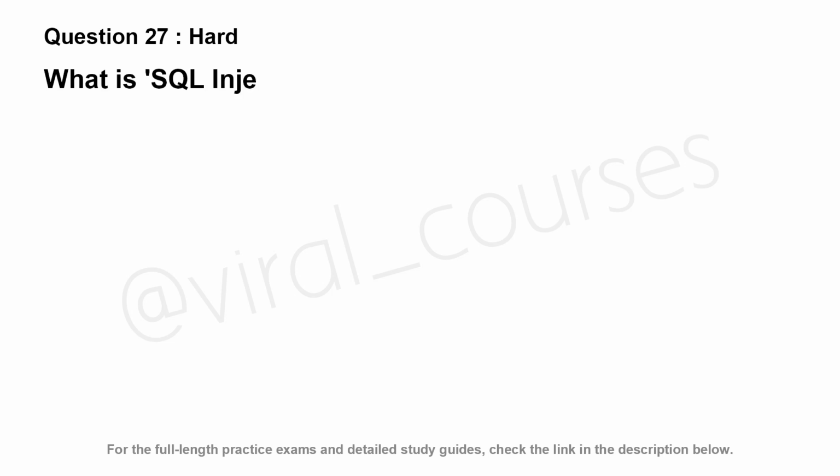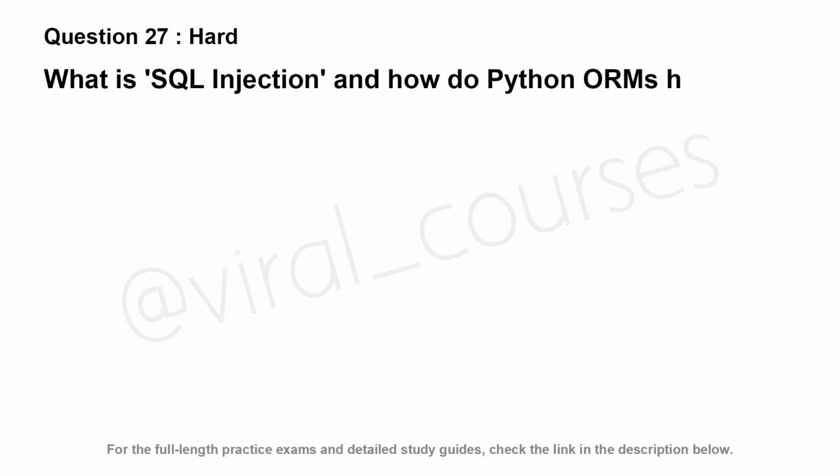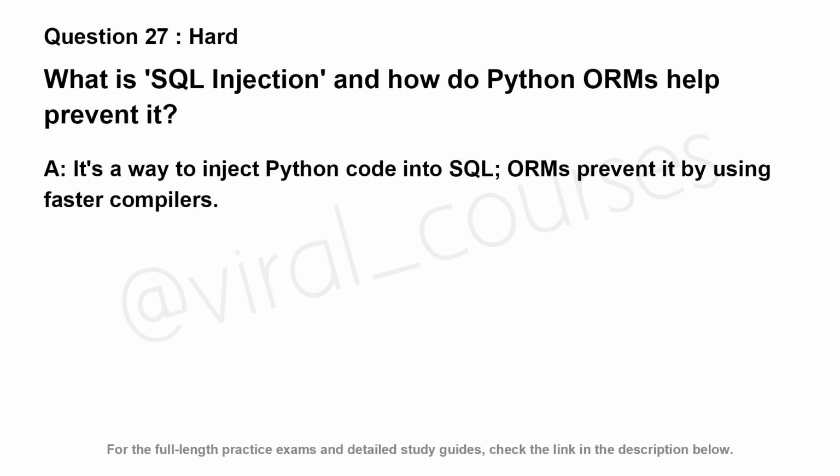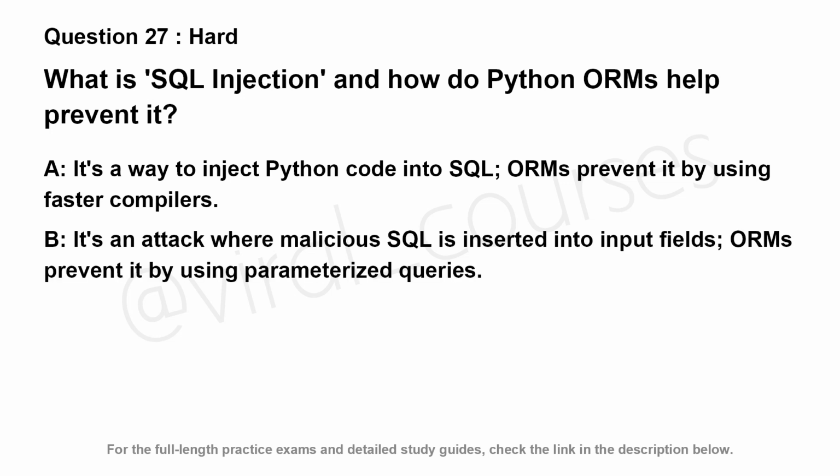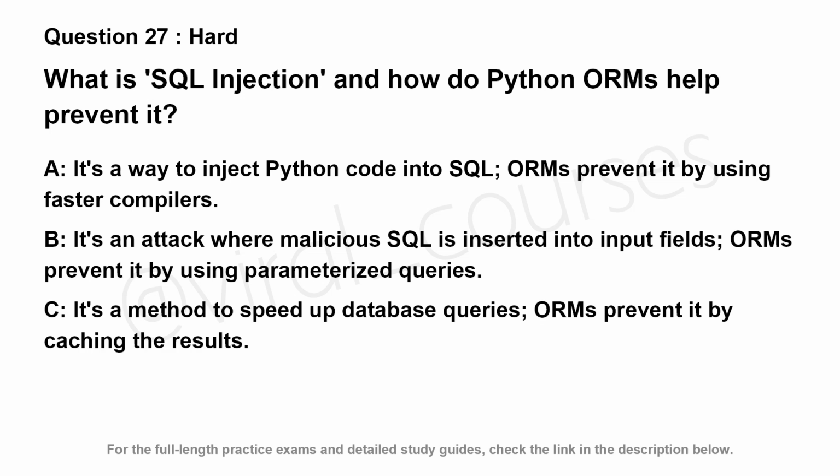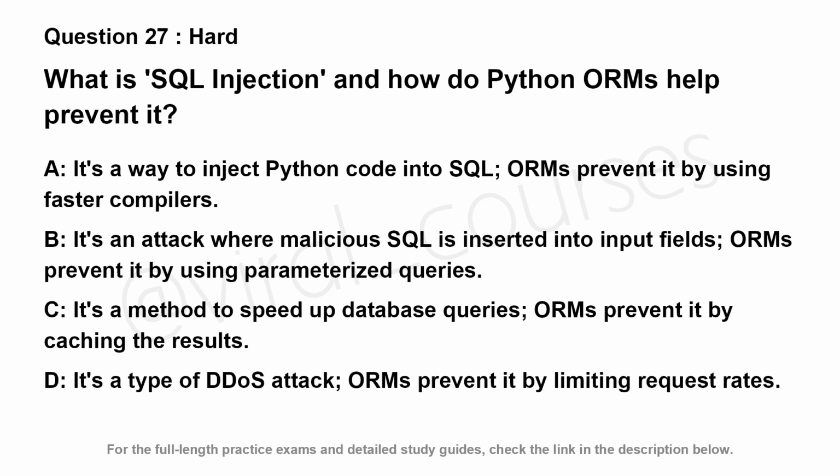What is SQL injection, and how do Python ORMs help prevent it? Option A. It's a way to inject Python code into SQL. ORMs prevent it by using faster compilers. Option B. It's an attack where malicious SQL is inserted into input fields. ORMs prevent it by using parameterized queries. Option C. It's a method to speed up database queries. ORMs prevent it by caching the results. Option D. It's a type of DDoS attack. ORMs prevent it by limiting request rates.